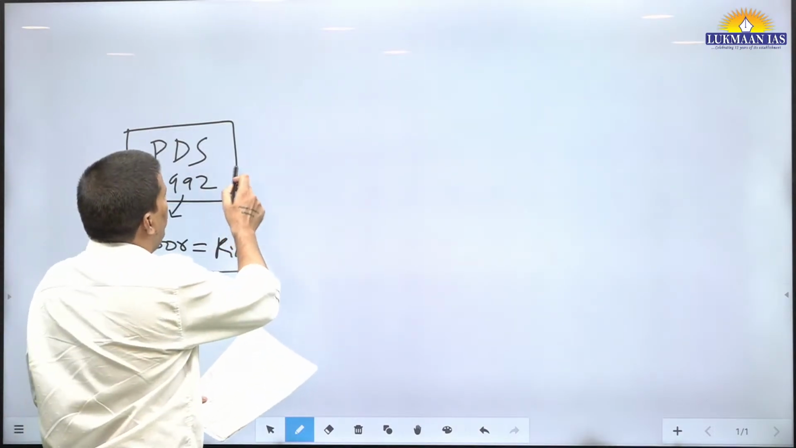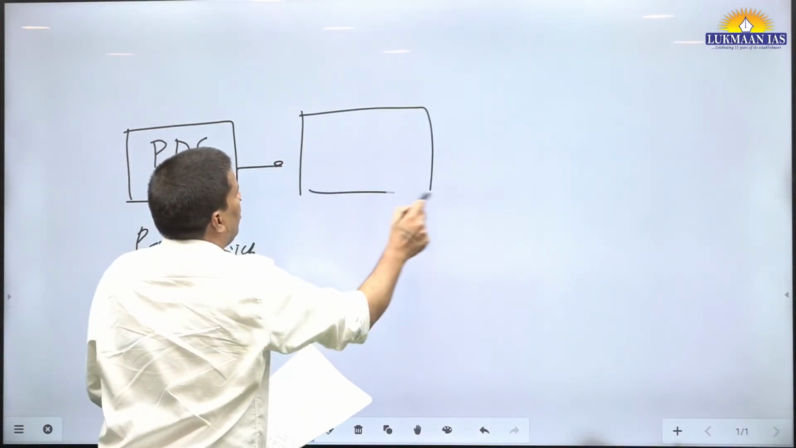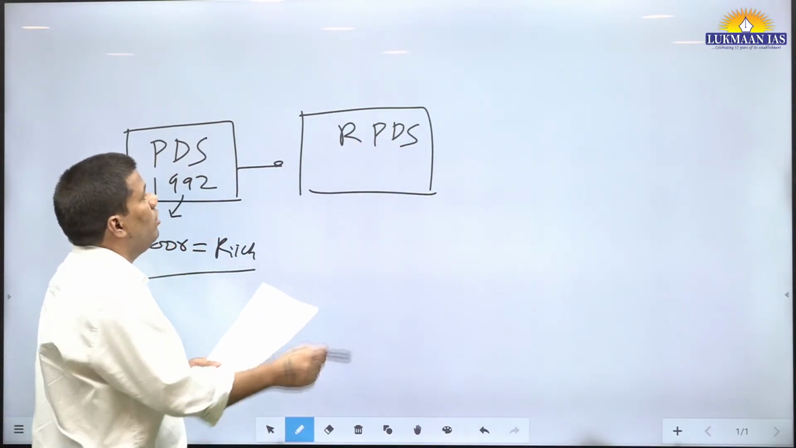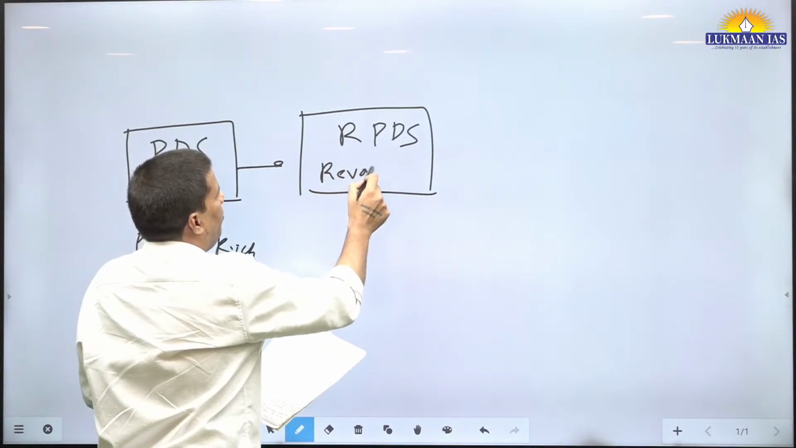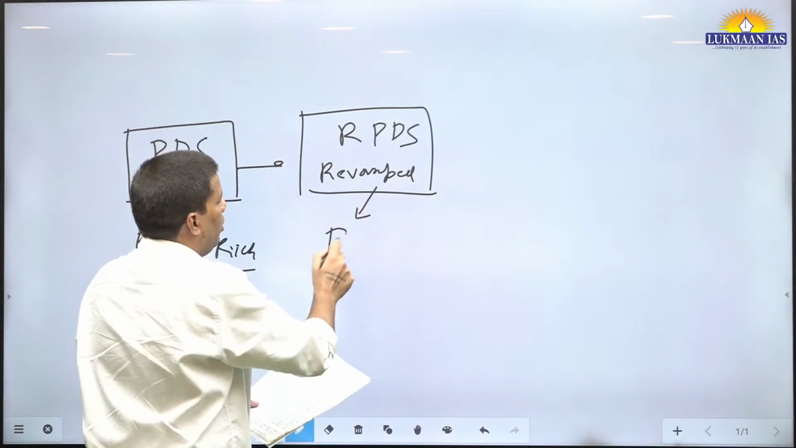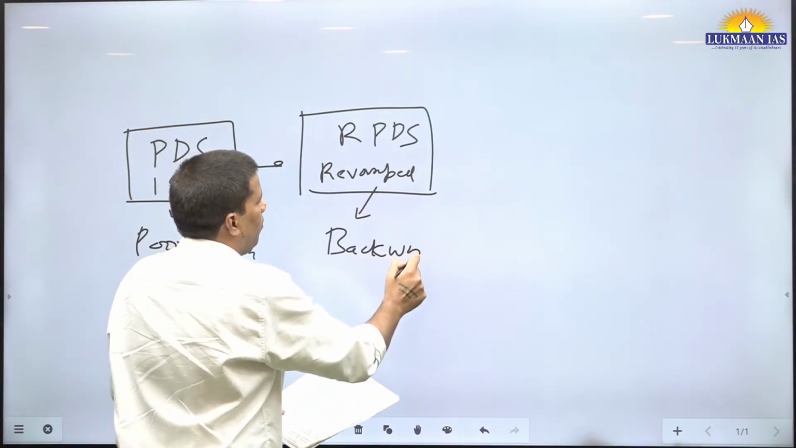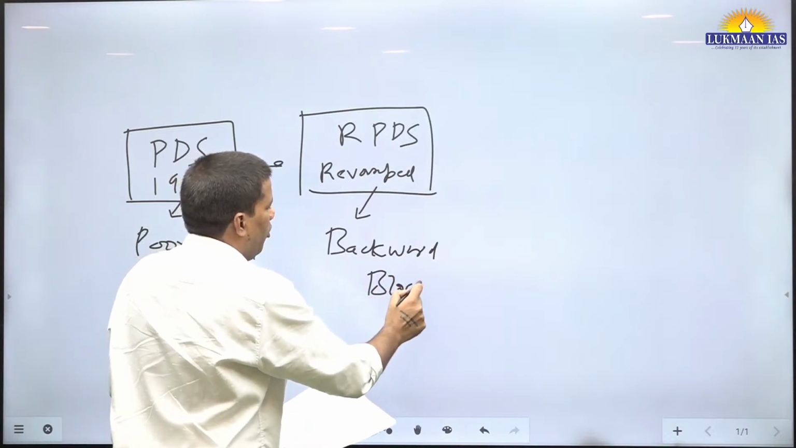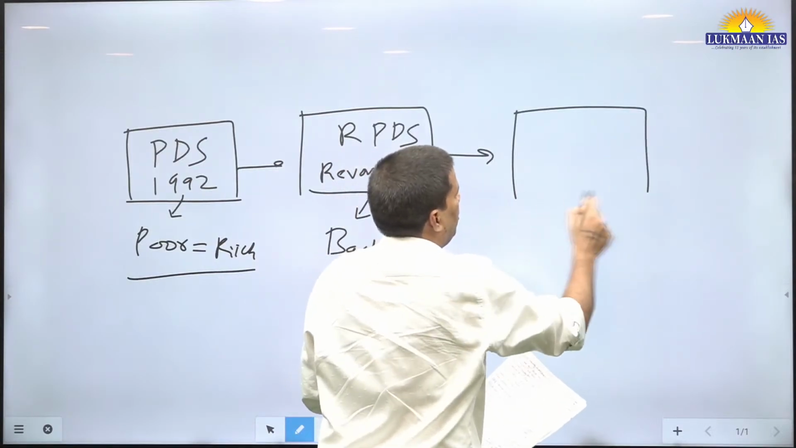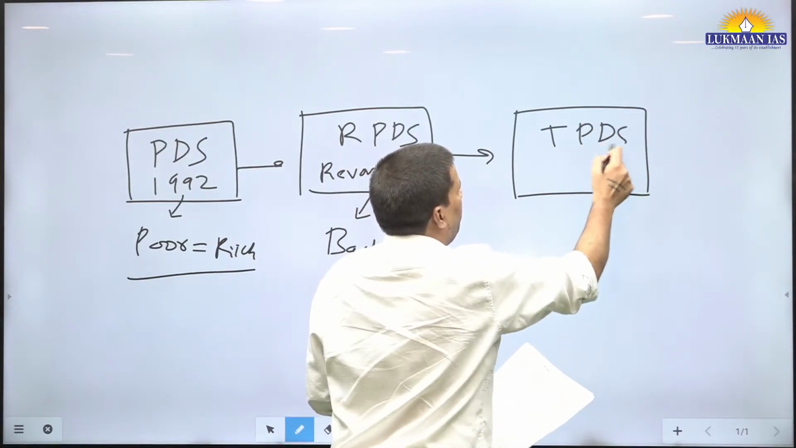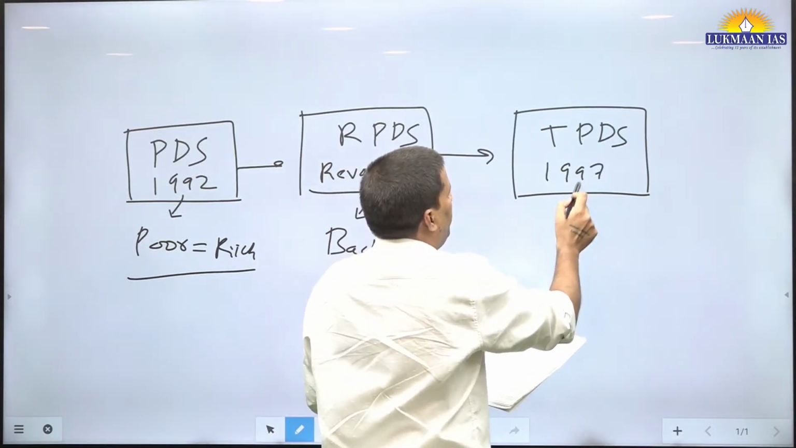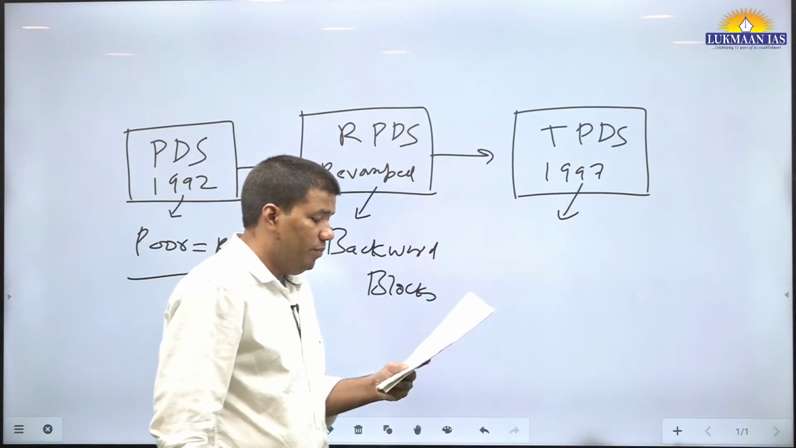Then they came to the revamped PDS, and this was mainly for backward blocks. Fine. Then came your targeted PDS, 1997, and its principle was targeting the poor in all areas.